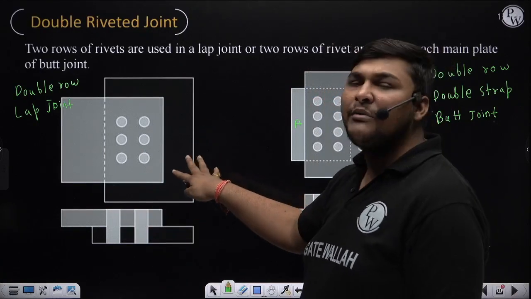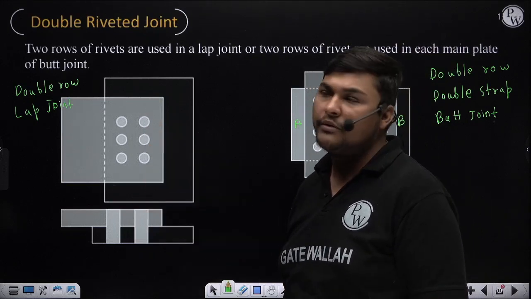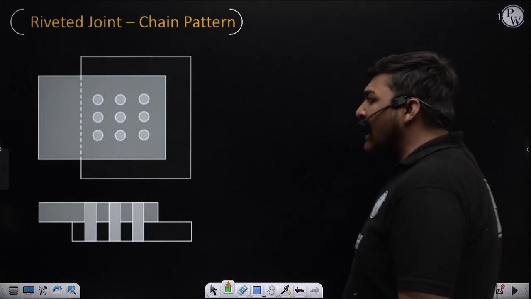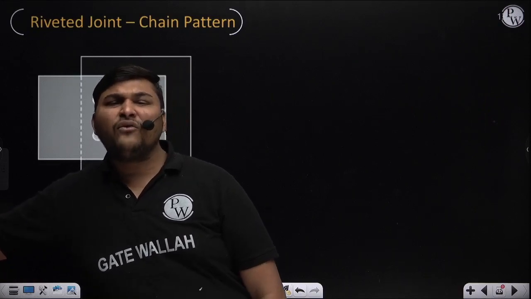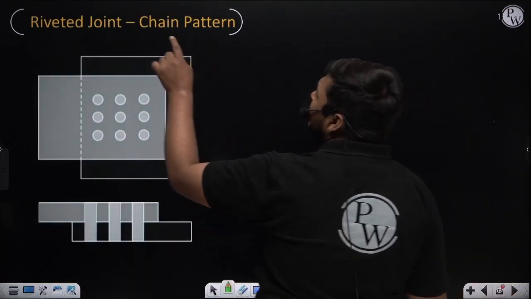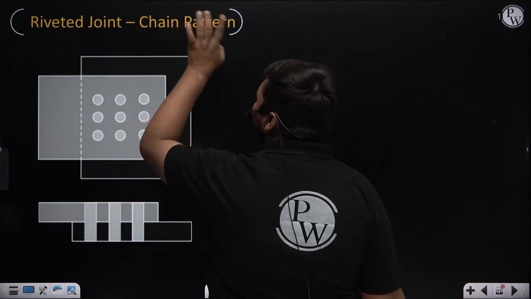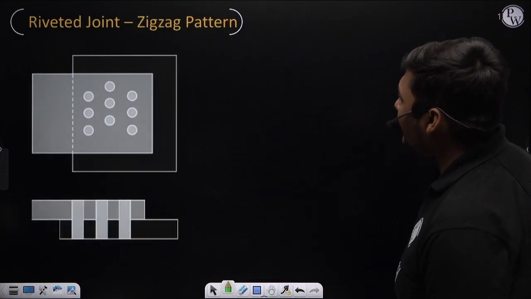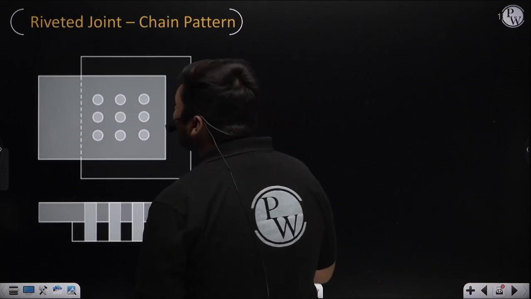It is one example of a multiple row riveted joint in which we are using two rows of rivets. Now whenever we are using more rows of rivets in a riveted joint, either 2, 3, 4, like in this diagram, I will explain some patterns of riveting. One pattern is chain pattern, that I will explain. But before that, first try to understand in this diagram, how many rows of rivets we have used?